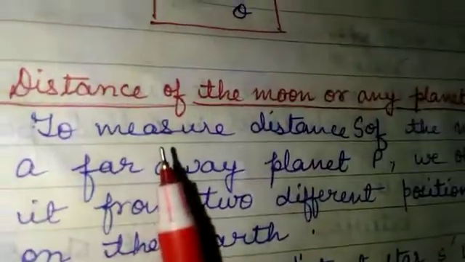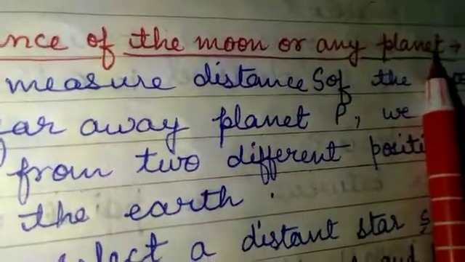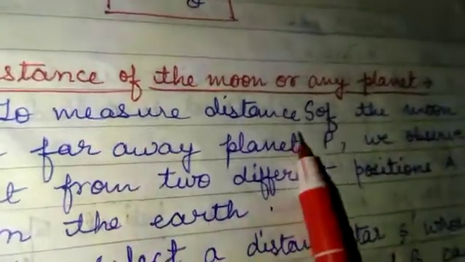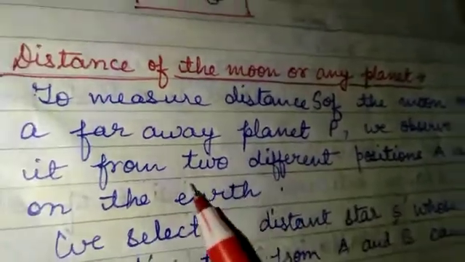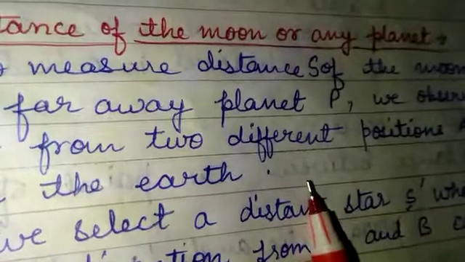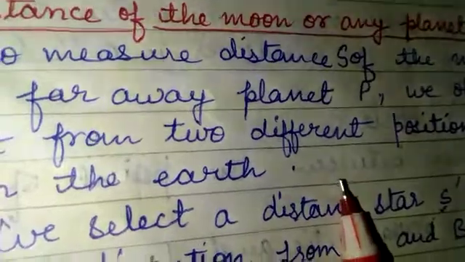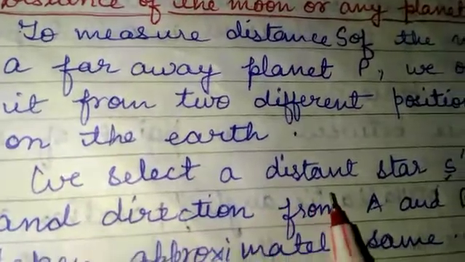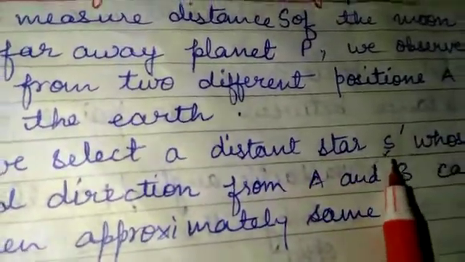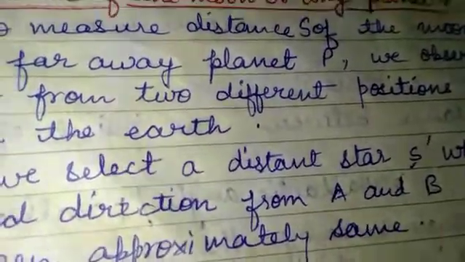First we'll take an example of this method in which the distance of the moon or any planet is to be measured. To measure the distance S of a moon or a faraway planet, we observe it from two different positions A and B on the earth, and these two positions A and B should be at a very large distance from each other. For calculating this distance, we will select a distant star S dash whose position and direction from A and B can be taken approximately the same. So here I will show you in the diagram.